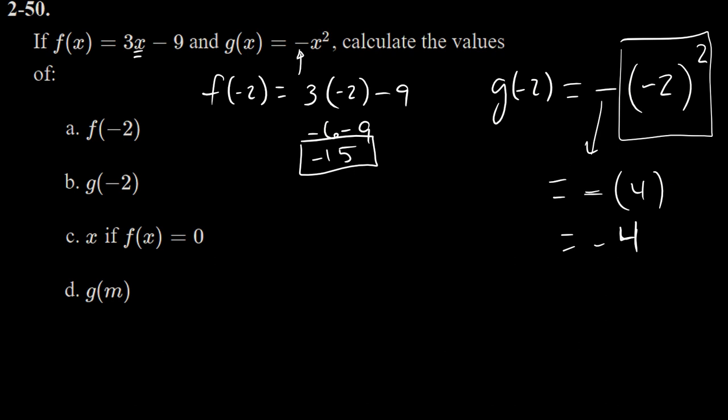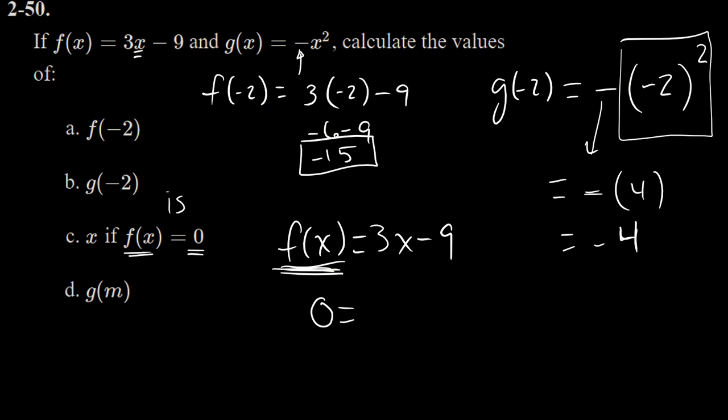Next question says, find x if f of x is 0. Remember, f of x is 3x minus 9. And they're saying, if the output is 0, find x. Remember what f of x represents? It's the output. So if the output is 0, for this function, what is x? I can figure out what x is. So the output is 0 and the function is 3x minus 9.